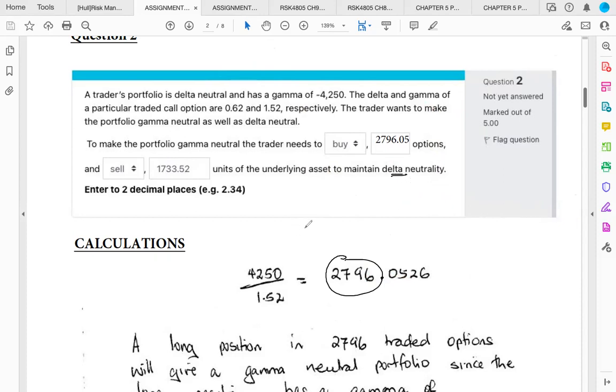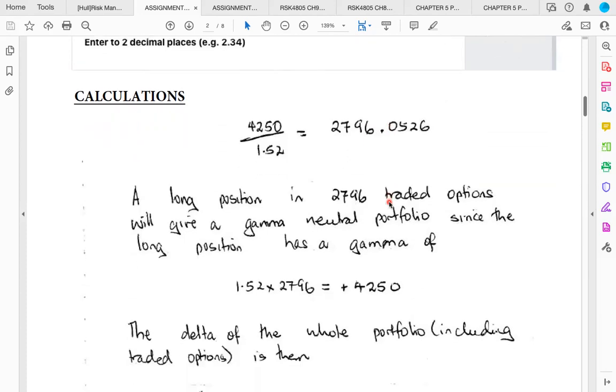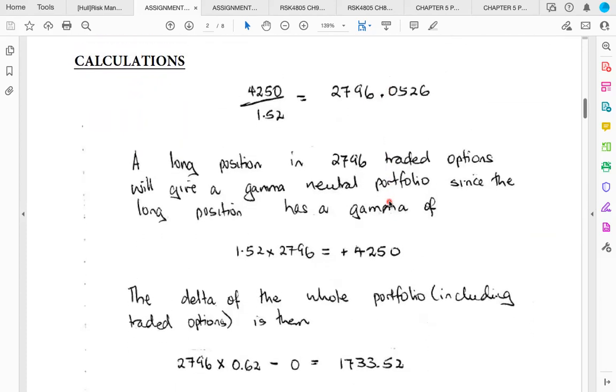So currently, our portfolio is delta neutral. However, we've now added 2,796 options into our portfolio, and each of those options has a delta of 0.62. So we've now created a problem. We've added a new asset into our portfolio, and as a result of adding that new asset, which is the call options, we've affected our delta. So we've now increased our delta to 1,733.52. So our portfolio is no longer delta neutral. Initially, our portfolio had a delta of 0.